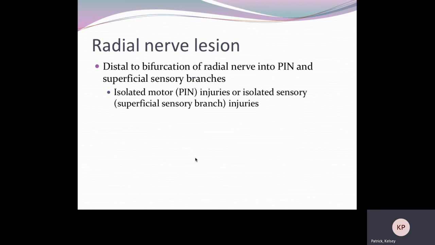If the lesion is distal to the bifurcation of the radial nerve into the posterior interosseous nerve and superficial sensory branches, you will see isolated motor deficits if it is a lesion to the PIN, or isolated sensory deficits if it is a lesion to the superficial sensory branch.